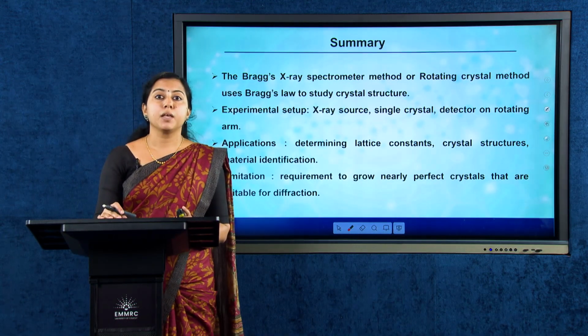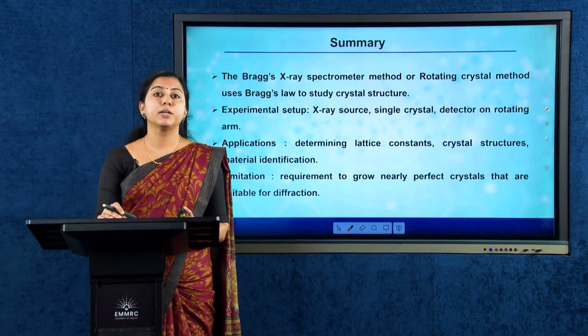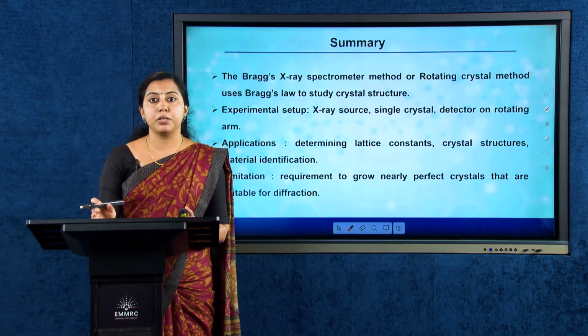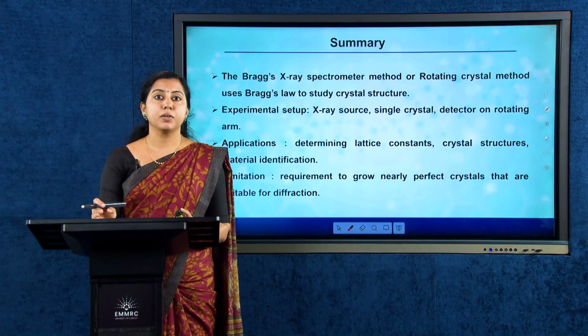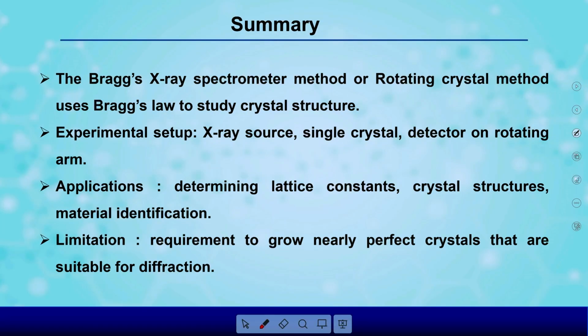So, today we have discussed the Bragg's X-ray spectrometer method, which is also known as the rotating crystal method or single crystal method, which uses Bragg's law to study the crystal structure. And what is Bragg's law? It is n lambda equals 2d sin theta. We have also seen the experimental setup, which consists of an X-ray source, a single crystal, and a detector on a rotating arm.